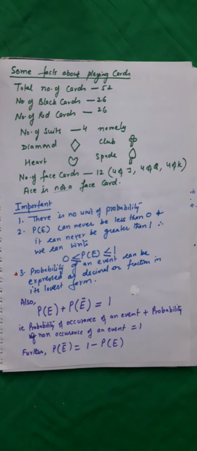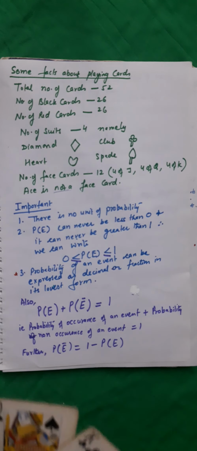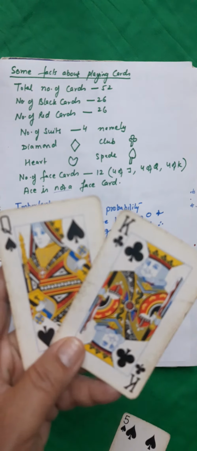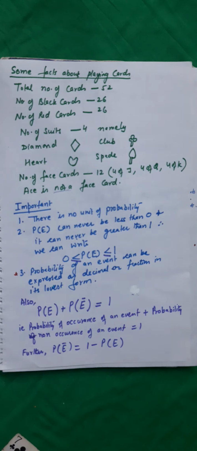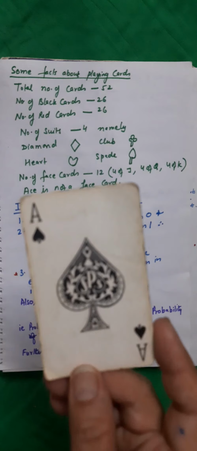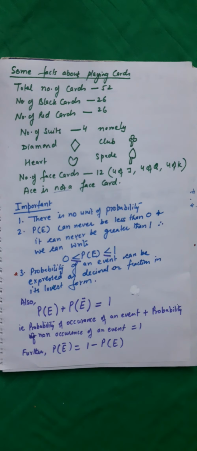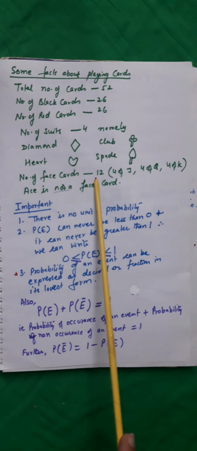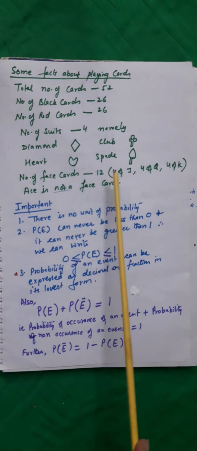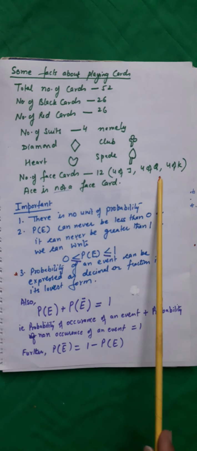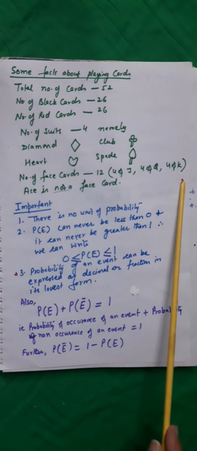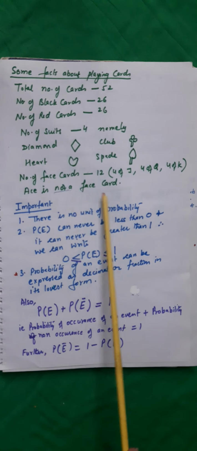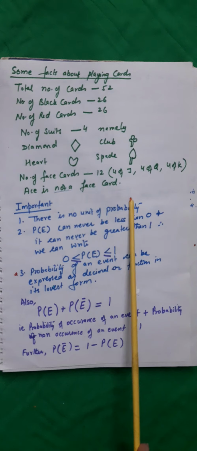Now, face cards. The cards J, K and Q are called the face cards. Ace is not a face card. This is called ace. It is not a face card. So how many face cards are there? They are 12: 4 of J, 4 of Q and 4 of K. Ace is not a face card, we have to remember.